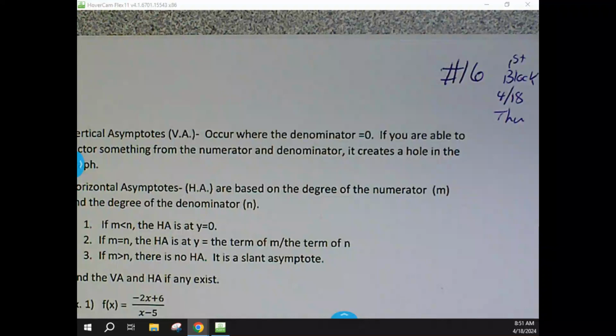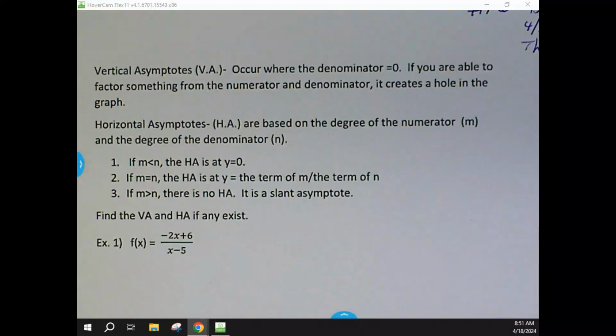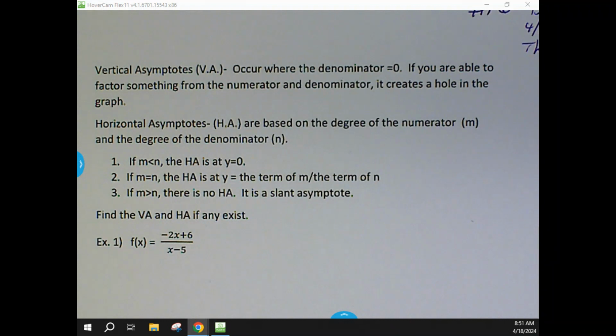All right, so with these, again, still dealing with vertical asymptotes, horizontal asymptotes. But in this case, your numerator is going to be a little bit more complex, a little bit more involved than what we were doing yesterday. So it's going to make things a little bit different as we go through these.